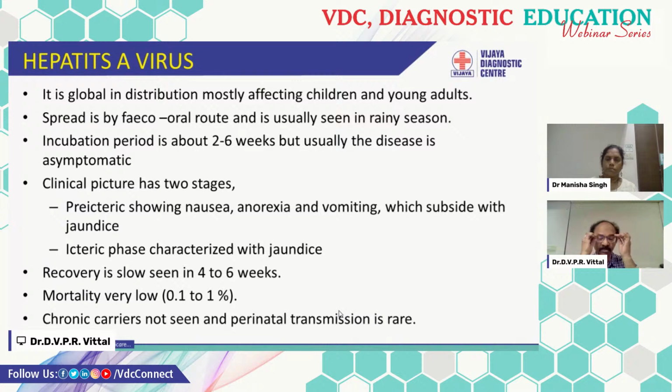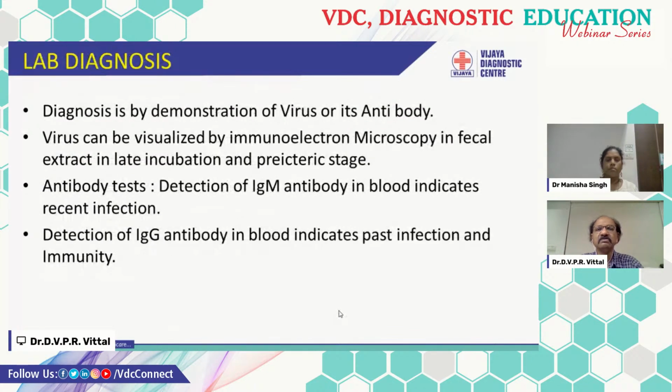Now, mortality in this disease, due to hepatitis A virus, is very low. It is about 0.1 to 1% only. In this particular disease, there are no chronic carriers, and perinatal transmission is very rare, only occasionally seen. Now, the most important part is diagnosing the hepatitis A virus, which is done by two methods.